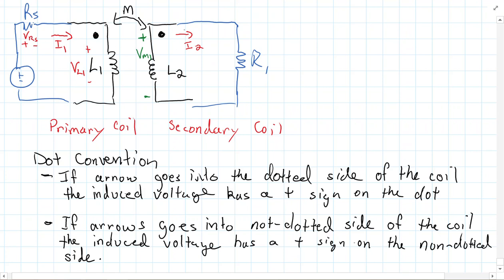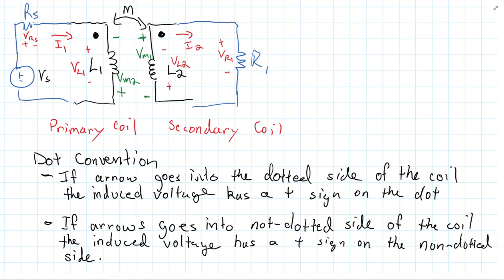All right, and then you do a similar thing for I2 here. Well, we would have a voltage across R1, plus minus, and then given the direction of the arrow, a plus minus VL2, and then I'm going into the non-dotted side of the coil. So since I'm going into the non-dotted side of the coil, that means my plus is on the non-dotted side of the coil, and then I have a minus, and this would be VM2. And let me just label this voltage source VS.